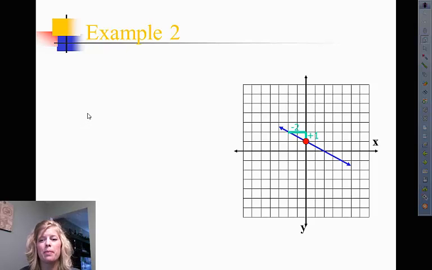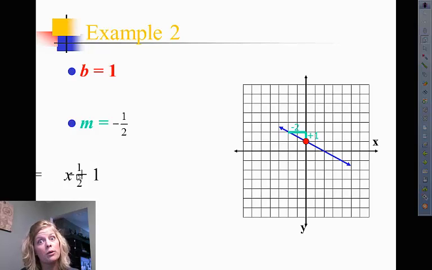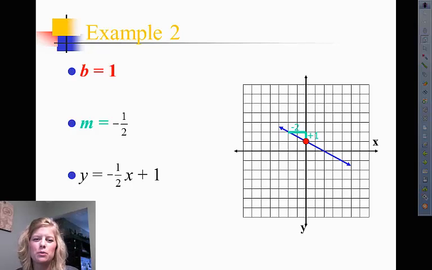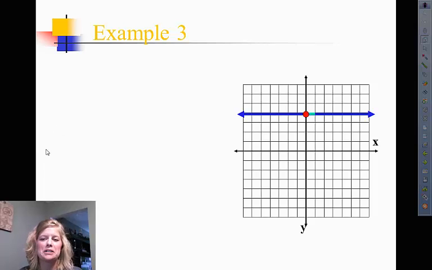Here's another one. All right, look at it. What is your y-intercept? You always start with your y-intercept. Yeah, it's at 1, so b equals 1. What is your slope? Okay, you go up 1 this time, but then you go to your left to negative 2. So it's negative 1 over 2. Substitute b and m in, and you have y equals negative 1/2 x plus 1. Bam! I just love these. These are easy. Last example.